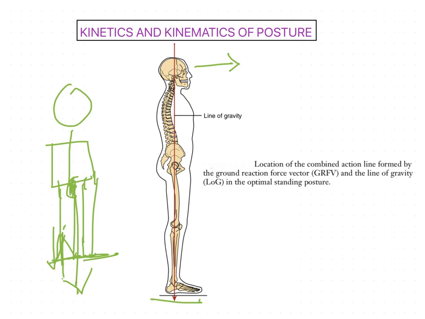The extent of the sway envelope for a normal individual standing with the feet about 4 inches apart can be as large as 12 degrees in the sagittal plane. So this is the sagittal plane. Here we can see 12 degrees of swaying with the feet 4 inches apart in the sagittal plane.